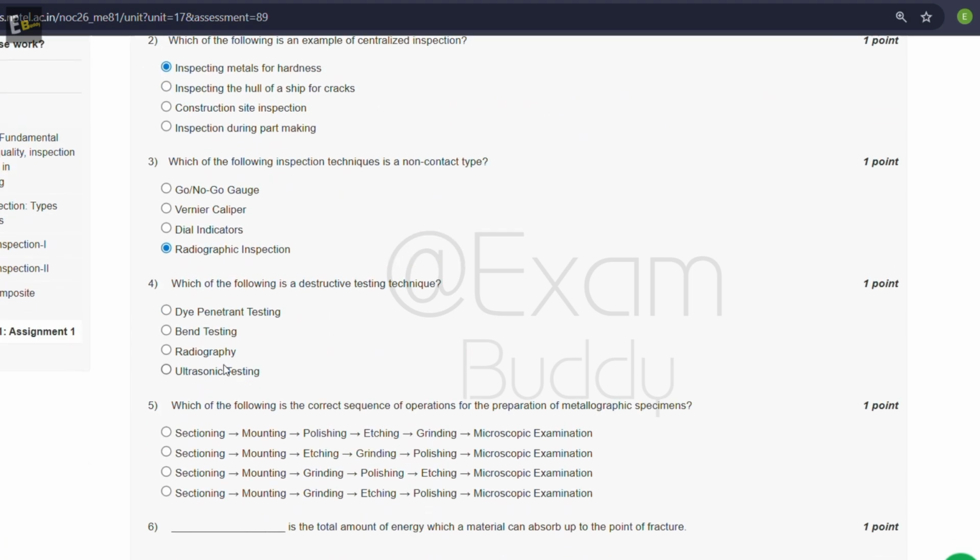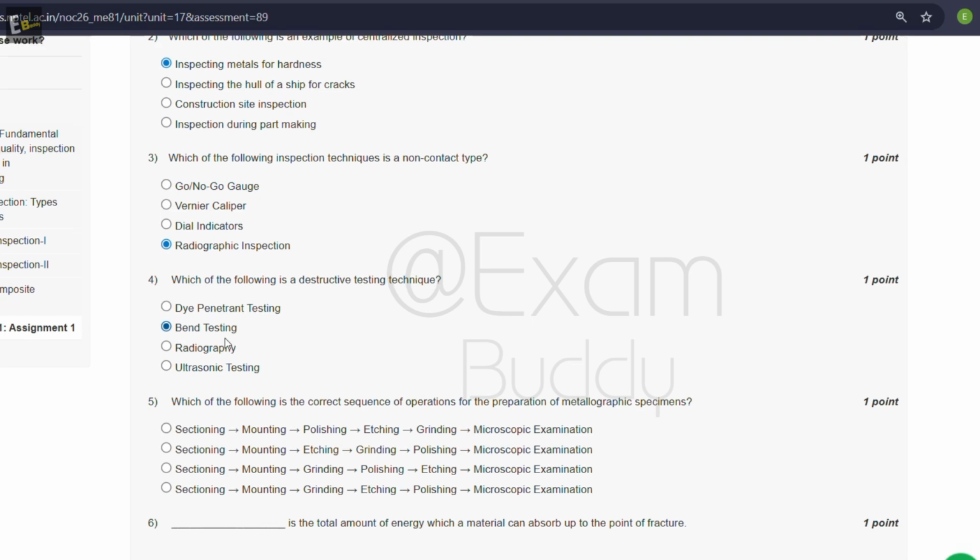Question number 4, which of the following is a destructive testing technique? Option A, dye penetrant testing. Option B, bend testing. Option C, radiography. Option D, ultrasonic testing. And the answer is option B, bend testing.